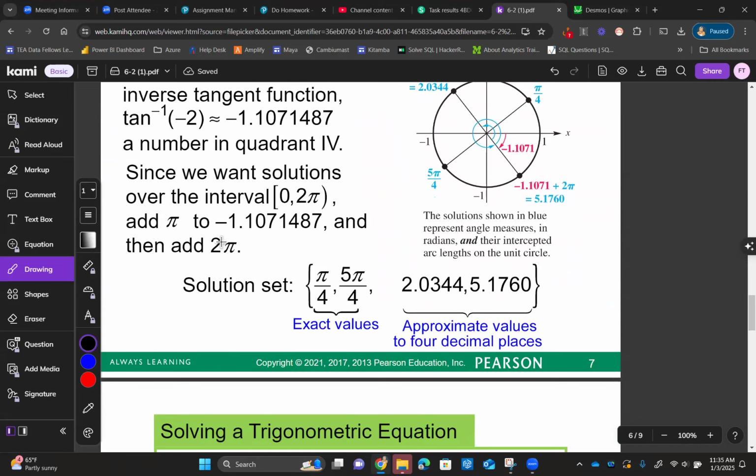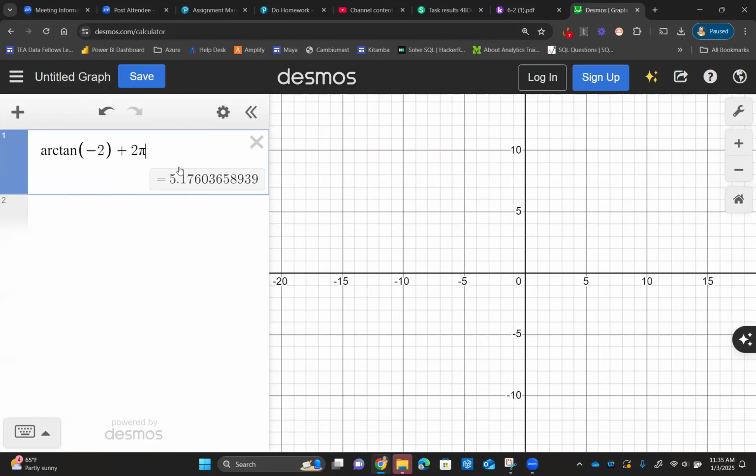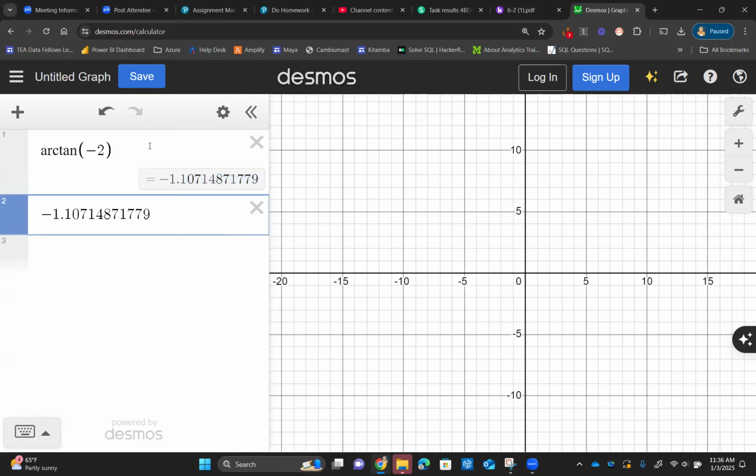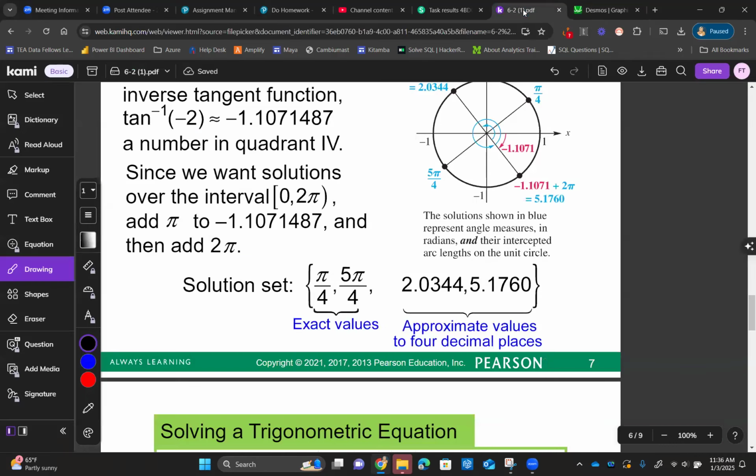But then when they added 2 pi, I think we couldn't add the 2 pi here accordingly, because if arctan is this, we can just maybe copy this answer on the next line. So enter, Control V, and I will add 2 pi. It still gives me the same answer. So probably they made a mistake here, because when I did 2 pi, this is not what they get. They get this answer. So that's how we can solve this problem.